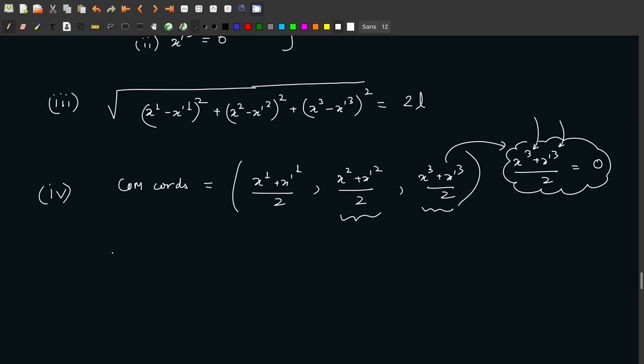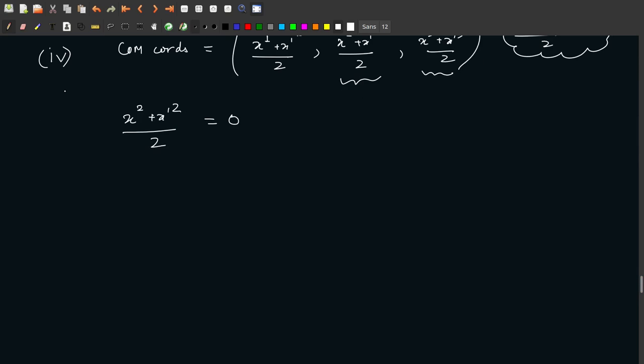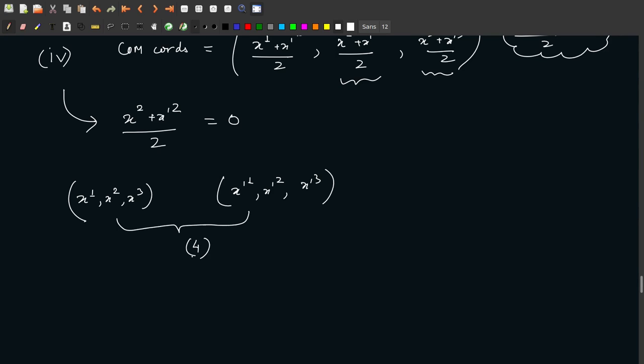But this condition, that the center of mass is constrained to move only on the x-axis, implies that (x2 plus x prime 2) divided by 2 is equal to 0. So this generates our fourth constraint. Now you started out with coordinates x1, x2, x3 for the charge plus q, and x prime 1, x prime 2 and x prime 3 for the charge minus q. From this you have actually quantified 4 constraints.